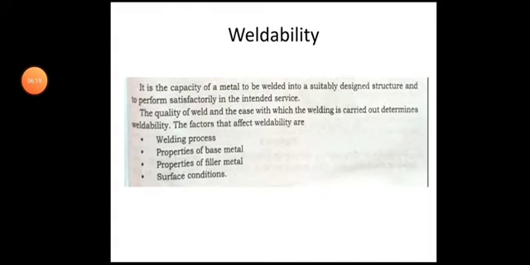Next, weldability. The capacity of a metal to be welded into a suitable design structure and to perform satisfactorily in the intended service is called the weldability of the metal. The quality of a weld and the ease with which the welding is carried out determines the weldability. Various factors that affect weldability are: first, welding process; second, properties of base metal; third, properties of filler metal; fourth, surface conditions.